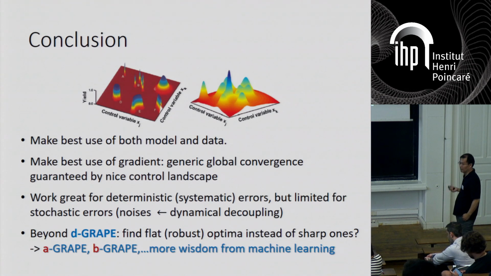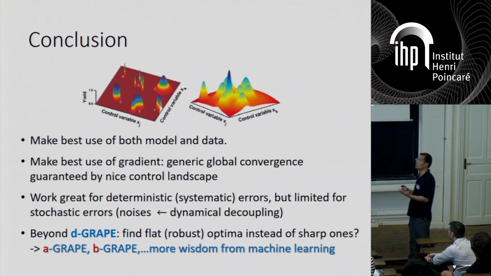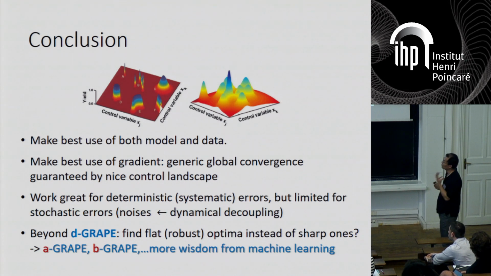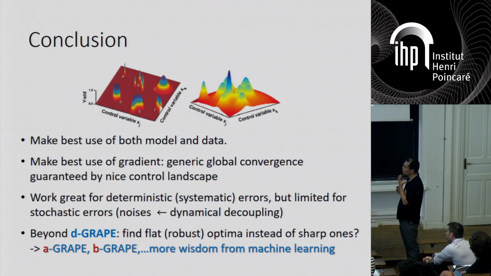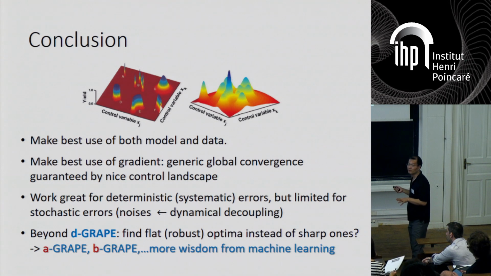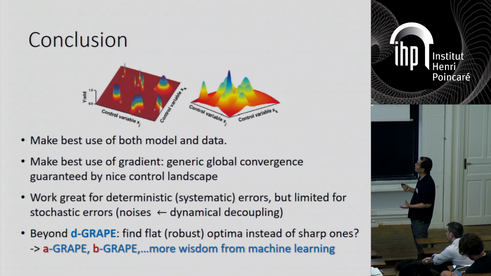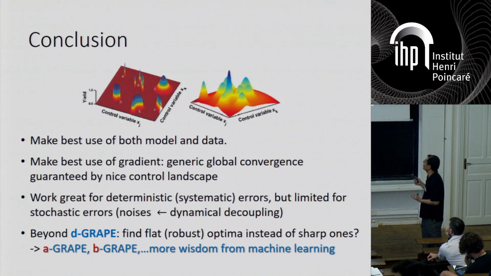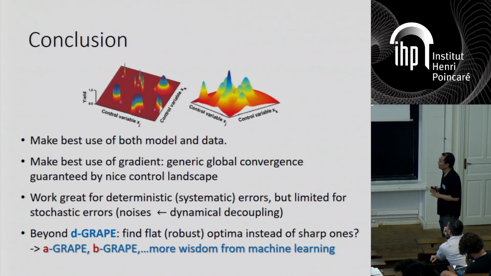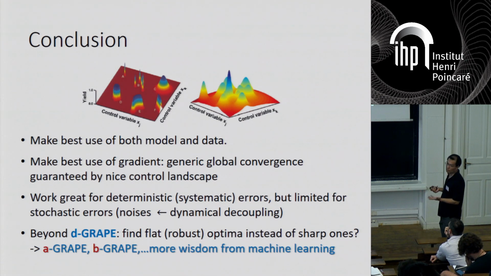Okay. Finally, the conclusion. The idea behind is that we should make best use of both model and data, not just use model, not just use data. Second, we should make best use of gradient because we have a very nice landscape. And the limitation: this gradient algorithm works great for deterministic or systematic errors, but for random, stochastic errors, this is not what it's good at. So I think this should be handled by dynamical decoupling.